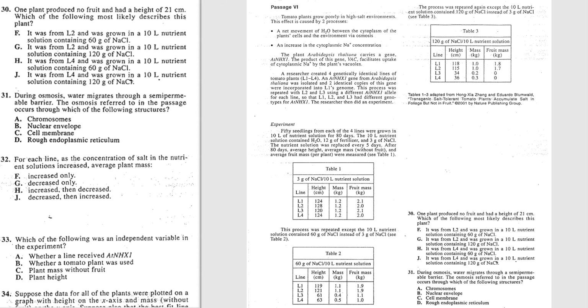Okay, so question 30. It's the first one in the passage, so it should be very, very easy. And it says that one plant produced no fruit.